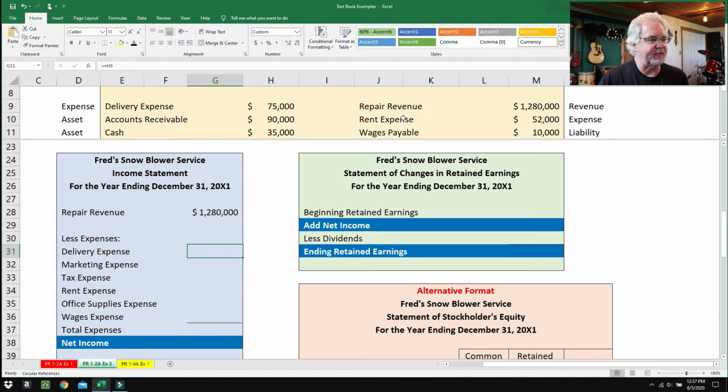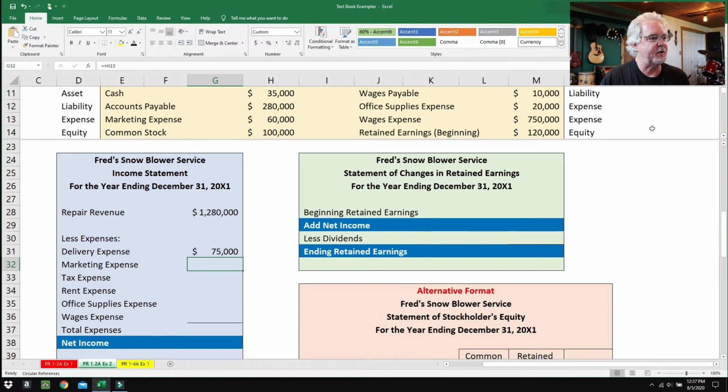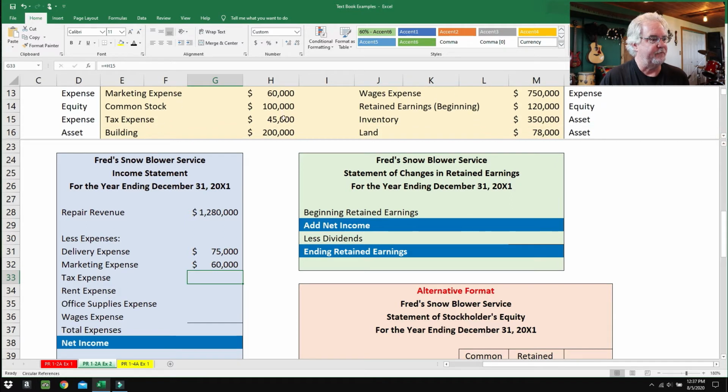The next one is delivery expense. It comes from the chart right up here. Delivery expense. There we go, $75,000. Marketing expense. That comes from the chart also. There it is, $60,000. All you've got to do is write it down. Tax expense. Tax expense comes right off the chart. $45,000. Rent expense.